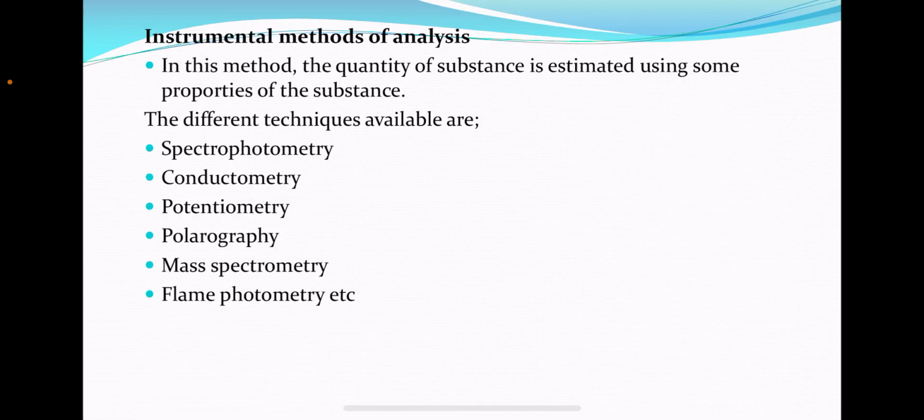Quantity of the substance means how much amount of substance is present, so what is its concentration, how much in terms of mass that particular substance is present. All these will be measured, that is, the quantity of substance is estimated using the physical or chemical properties of that substance, like optical, electrical, intensity of the color and electromagnetic radiations, that is, electromagnetic waves. All are directly proportional to the quantity of the substance.